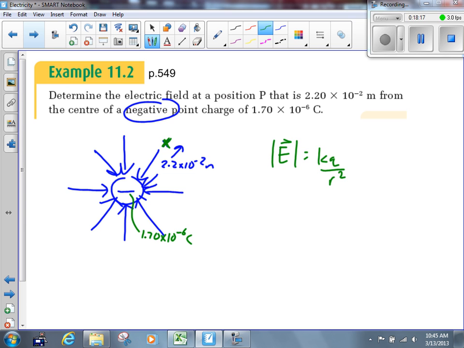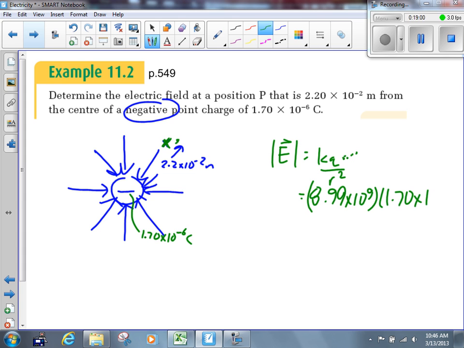Now, in the event that you were given information about both the producer and the experiencer, you've got to be careful. You're allowed to use either equation as long as you use the proper givens for it, but you've got to be really careful with the Q. What a lot of times people will do is plug in the wrong value of charge right here. They'll mix up the producer and the experiencer. If you're using the producer equation, that's fine. Use the producer charge. If you're going with the experiencer equation, that's fine. Use the experiencer charge. All right, so we've got 8.99 times 10 to the 9 times Q, which is 1.70 times 10 to the minus 6.